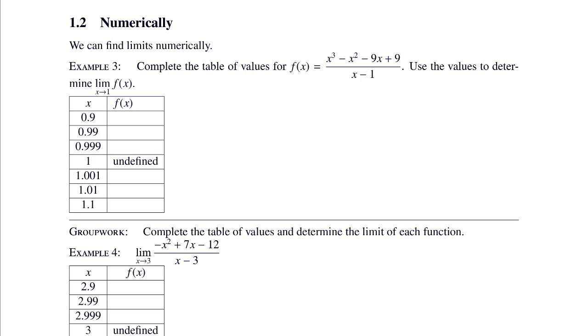And I activate the document camera. Autofocus. There it is. So we have x cubed minus x squared minus 9x plus 9 divided by x minus 1.